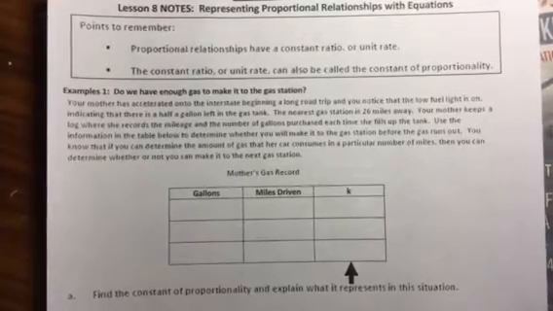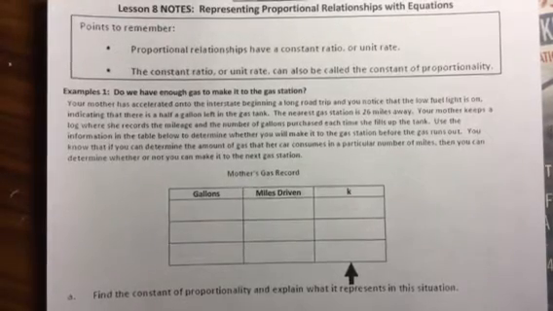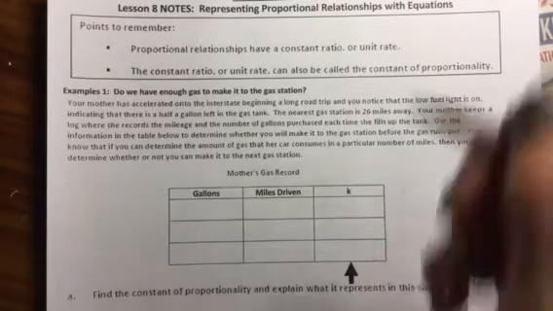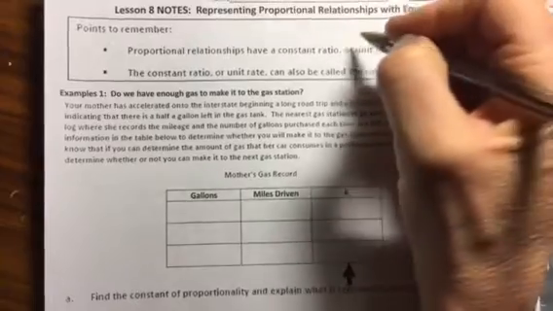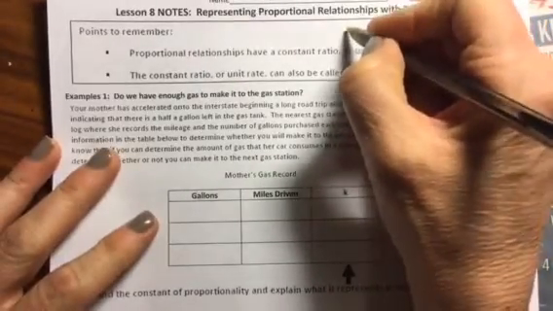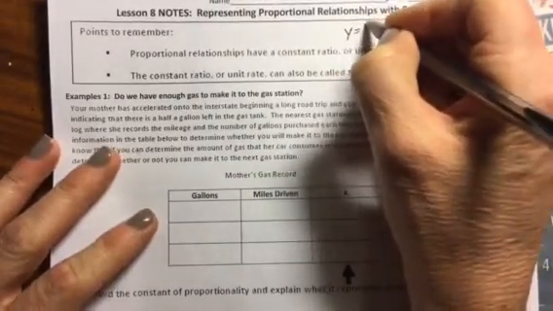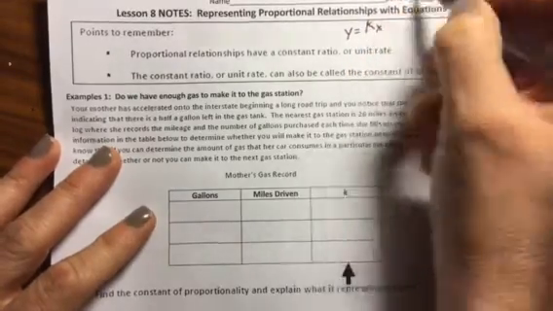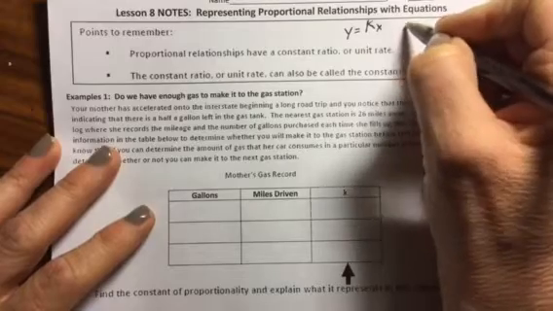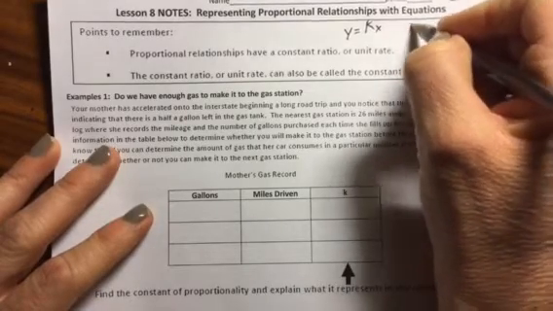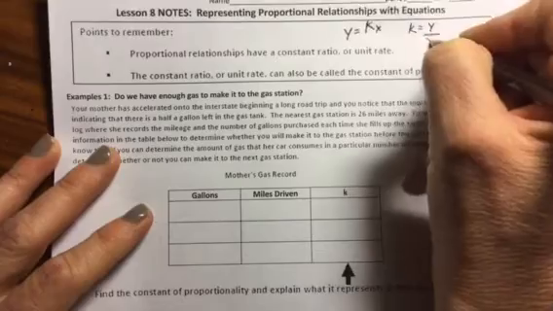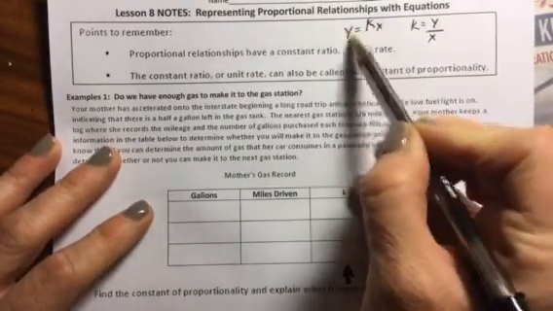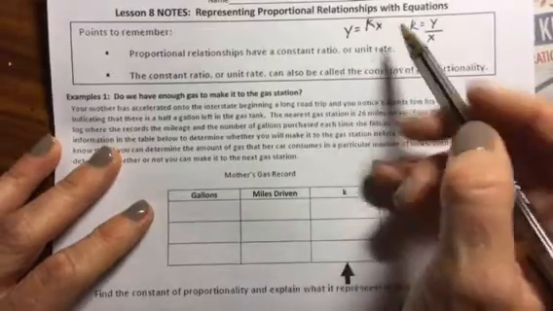This is lesson 8, and we're talking about representing proportional relationships with equations. As soon as we say equations, immediately you need to think of y equals k times x. And we can find k by doing k equals y over x. These are equations because they've got an equal sign and variables.